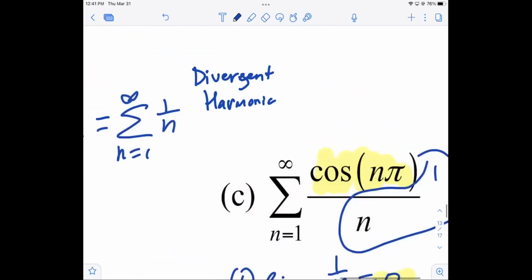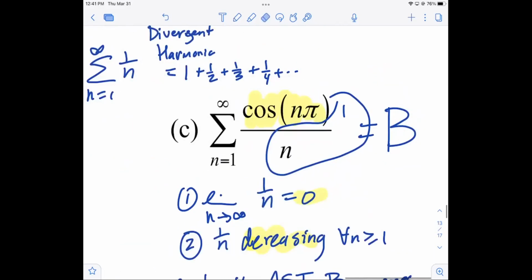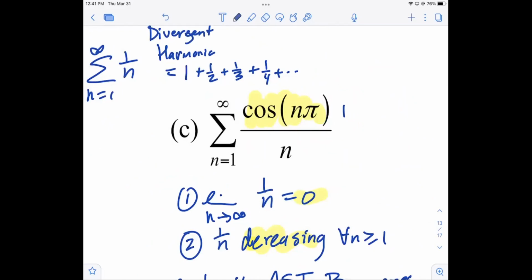So if we list out these terms here, 1 over n, when n equals 1, we get 1 plus a half plus a third plus a fourth plus dot, dot, dot, right? But because the alternator's there, let's put B on the other side. This is B. If I started listing out these terms, what's the first term? Positive or negative? Well, cosine of pi is what? -1. So my first term is -1 over 1, so -1.